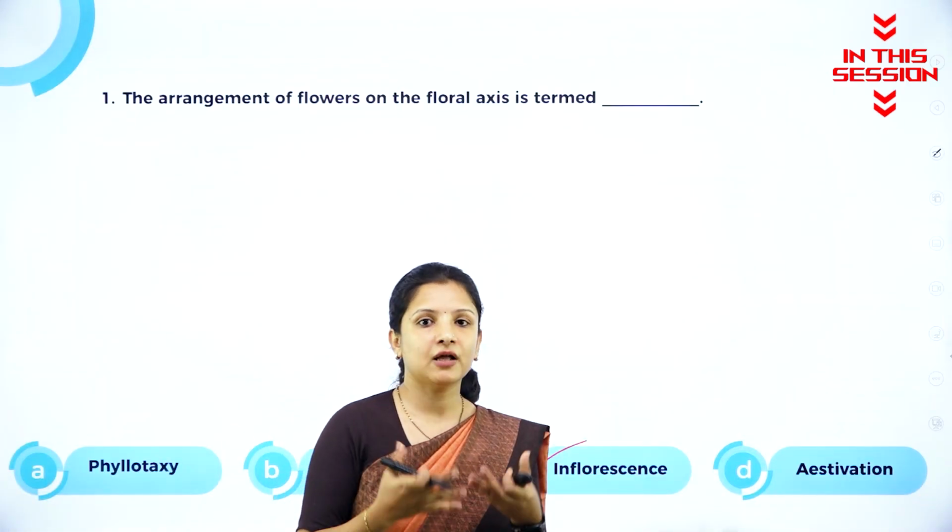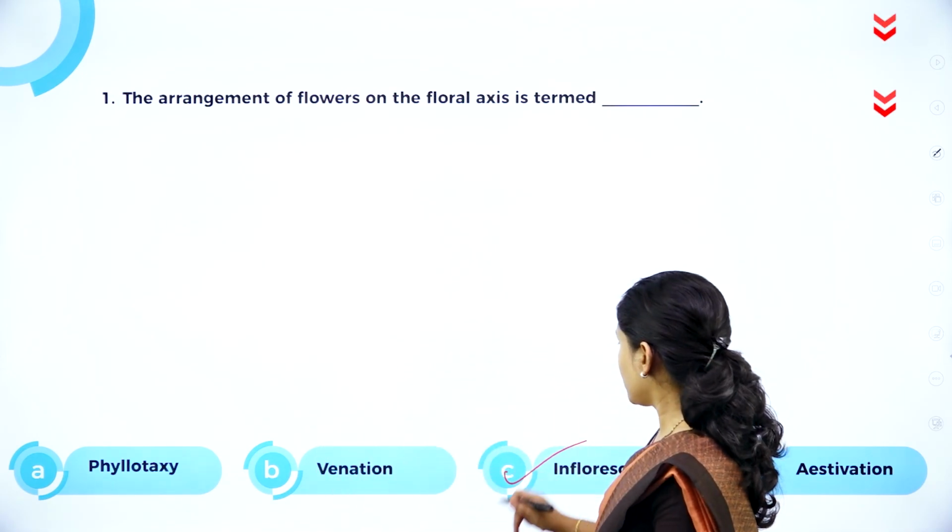The arrangement of entire flower on a floral axis is called as inflorescence. The right option here is C.